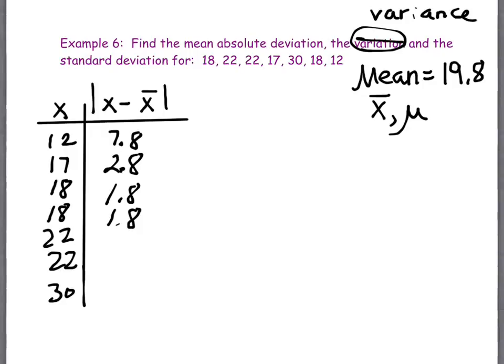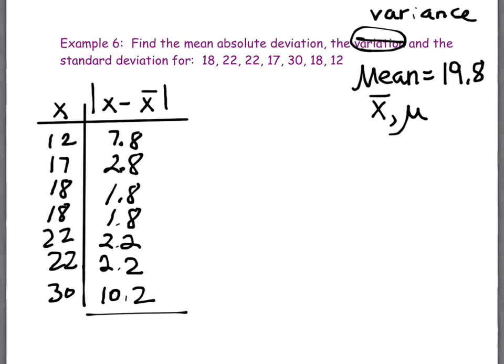How about 22 minus 19.8? And I've got another one of those there. And then I've got 30 minus 19.8. Okay, easy, right? Subtraction, that's all it is. And then with the mean absolute deviation, what we do now is add these together and divide by 7.